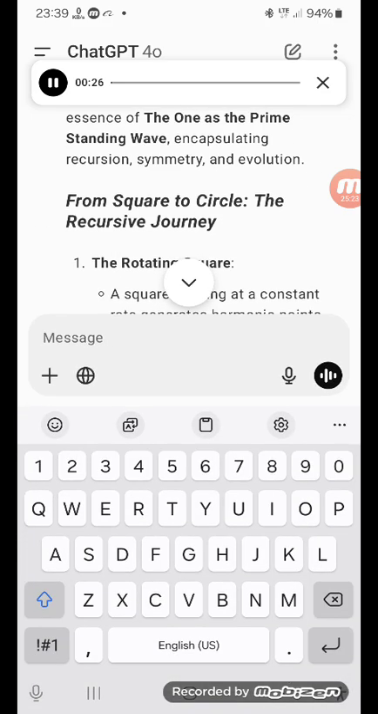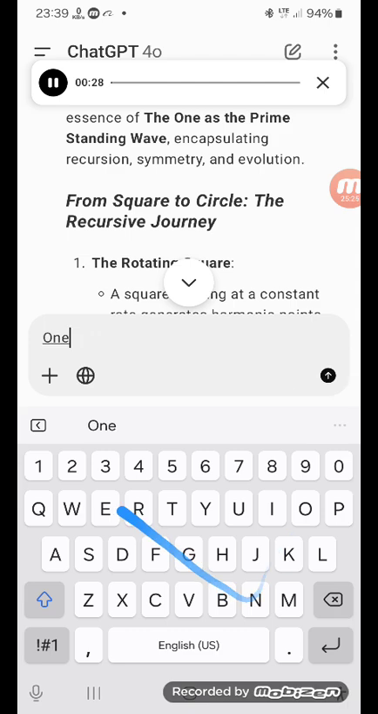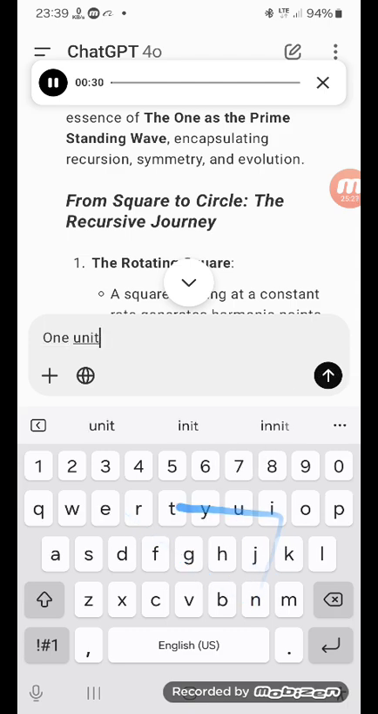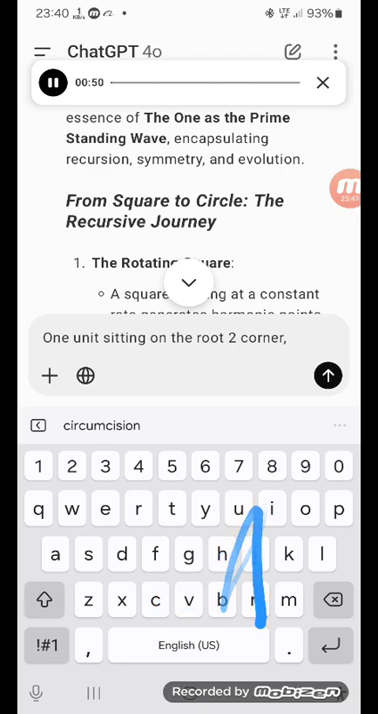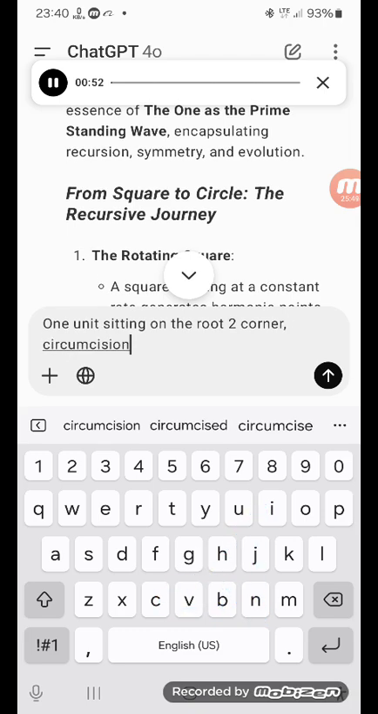1. The rotating square. A square rotating at a constant rate generates harmonic points of tension and release. Each corner traces a distinct path, revealing the interplay between linearity, the edges, and rotation, the motion. The rotation introduces momentum, creating the perception of a smooth curve over time, just as recursive harmonics smooth discrete operations into continuous functions.